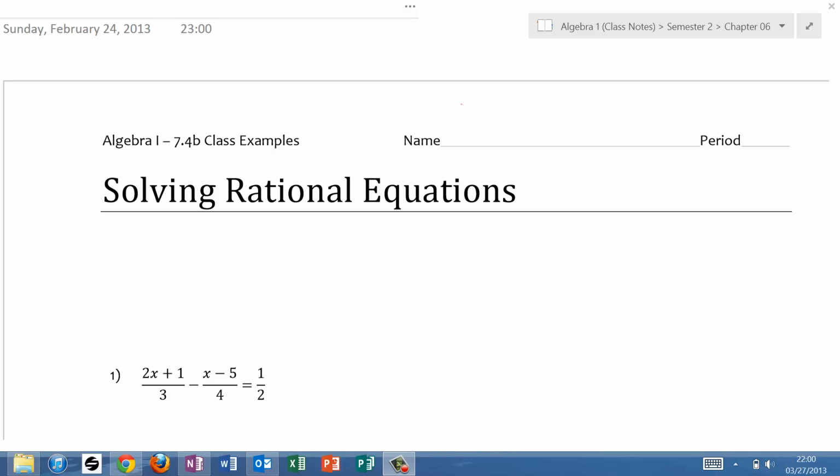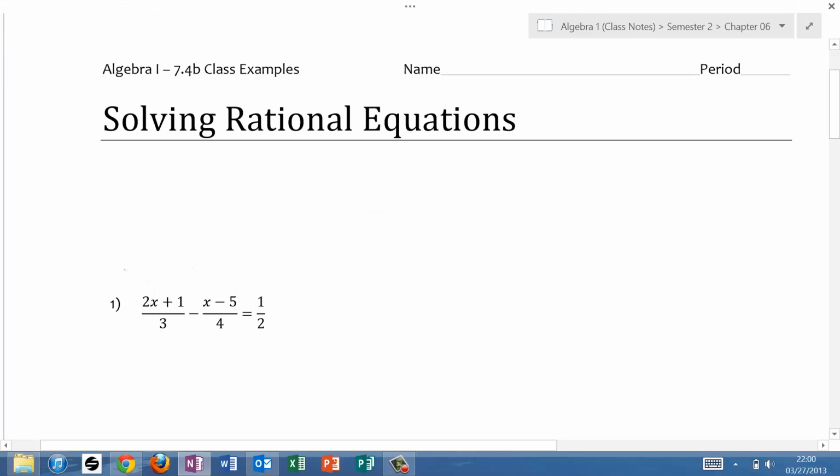For the last lesson of the chapter, we're going to solve equations. This is very different than what we've been doing before, because before we've been simplifying, but here we actually have to find the value of the variable that makes the whole thing true, which is what solving really means. Rather than simplifying, we're trying to get an x equals type thing.